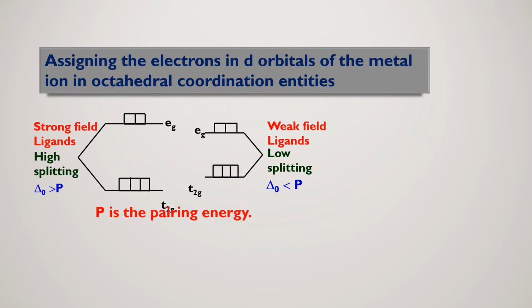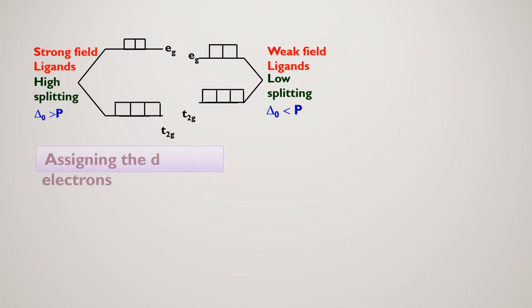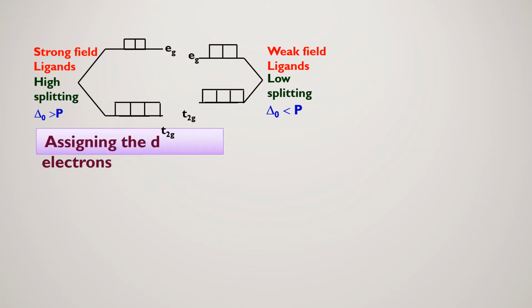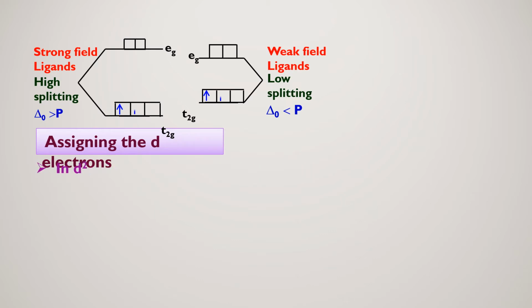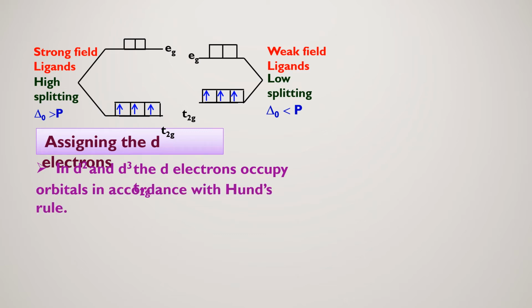So P is nothing but the pairing energy. Now see, if the d electrons are present, let us consider a single d electron is present, then it will enter into one orbital of t2g first. If two electrons are there, then the second orbital it will enter. In both cases, in strong field as well as in weak field. When three electrons are there, they will enter into the third orbital, that is the empty orbital in t2g.